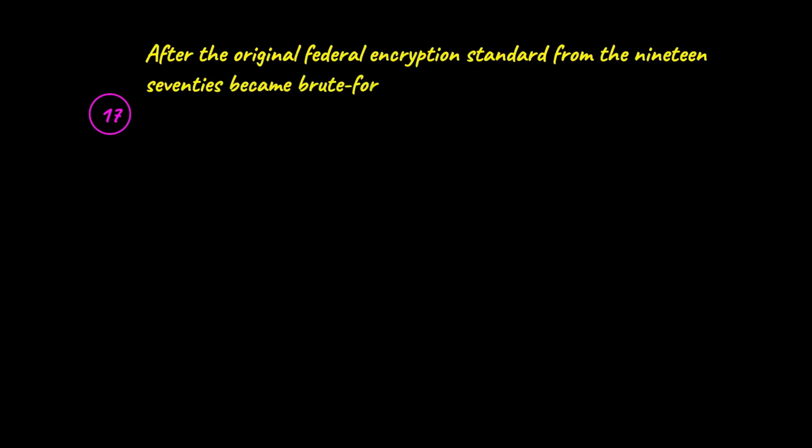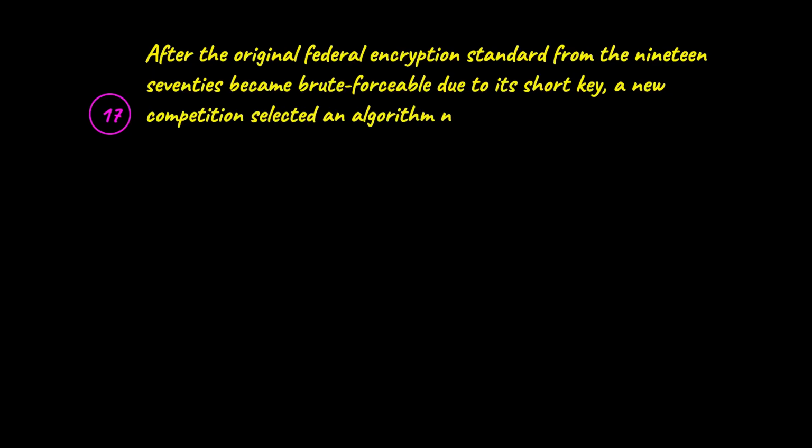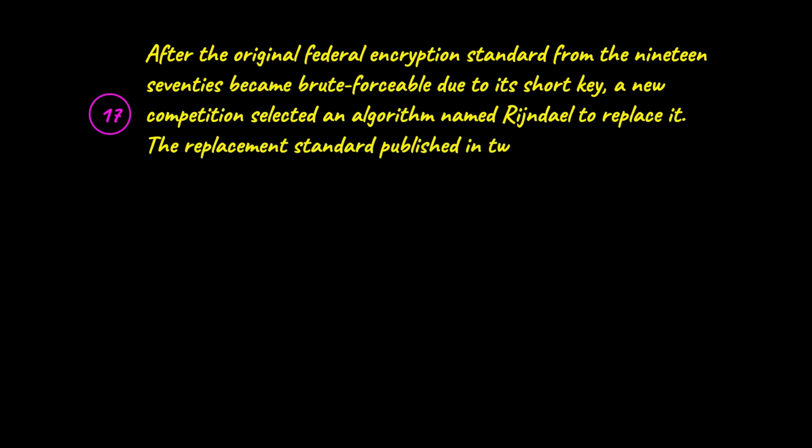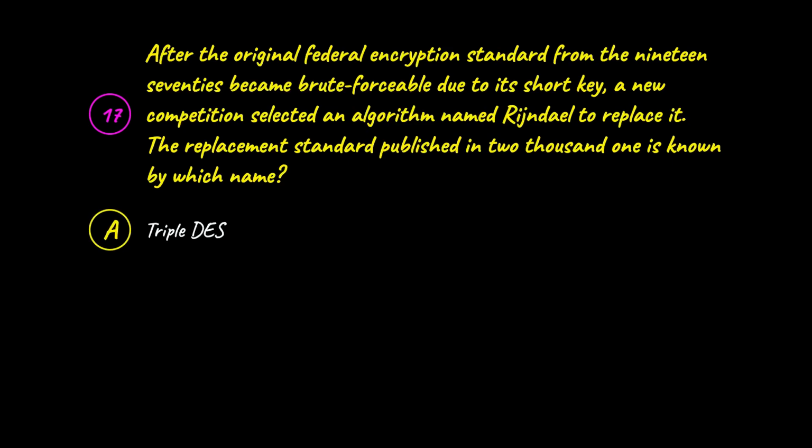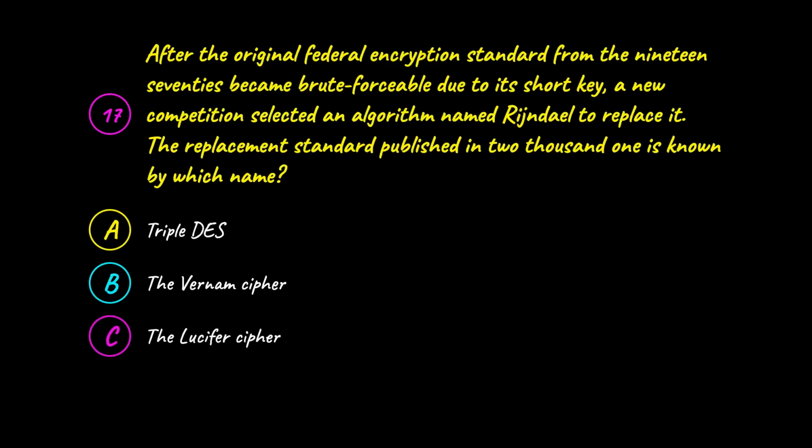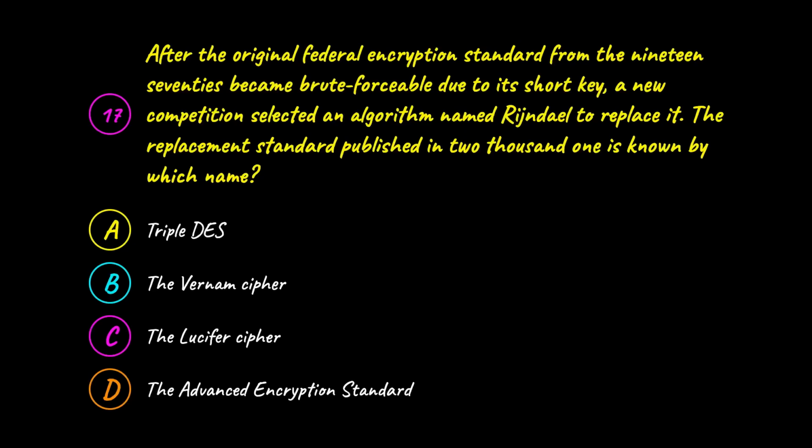Question 17. After the original federal encryption standard from the 1970s became brute-forcible due to its short key, a new competition selected an algorithm named Rijndael to replace it. The replacement standard published in 2001 is known by which name? Your options are A. Triple DES, B. the Vernam cipher, C. the Lucifer cipher, D. the Advanced Encryption Standard. Which one is it? Pause the video if you need more time.